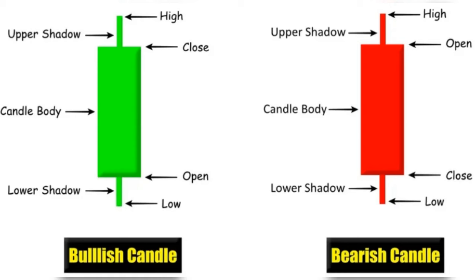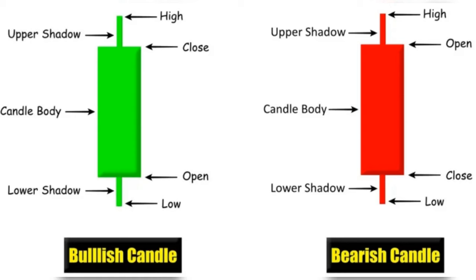Upper shadow, or wick. The thin line extending vertically above the real body represents the highest price reached during the time frame. It signifies the intraday high or peak price. Lower shadow, or wick. The thin line extending vertically below the real body represents the lowest price reached during the time frame, indicating the intraday low or trough price.